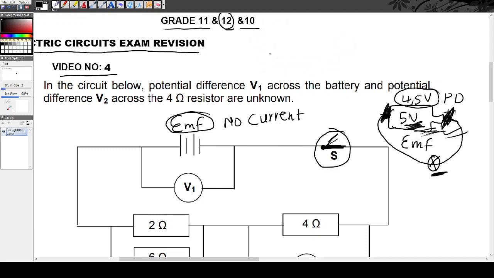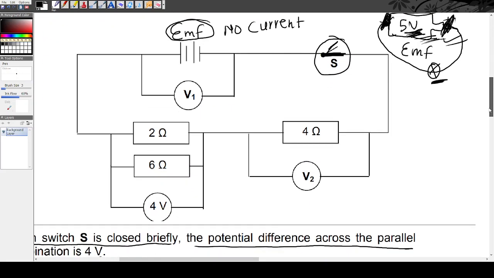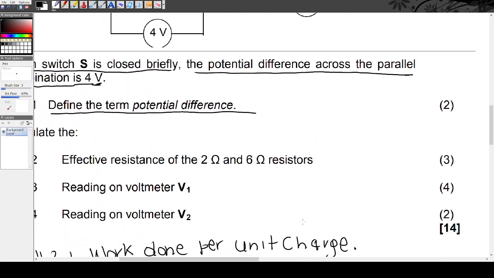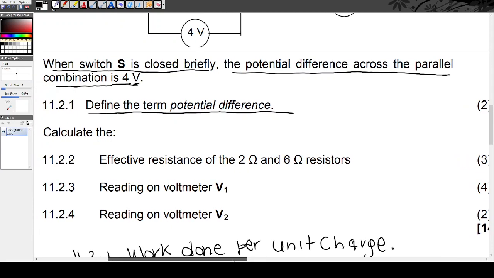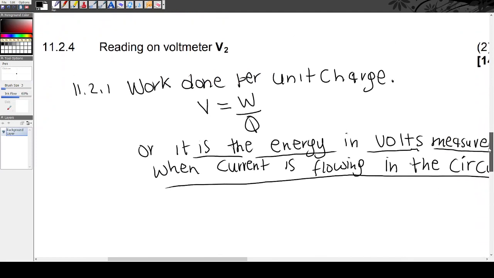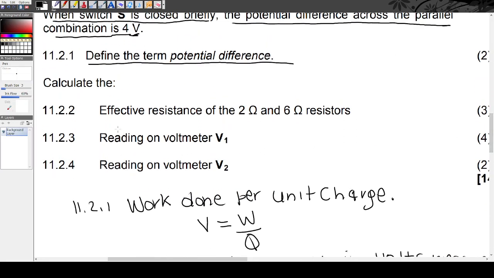Hope it makes sense. Hope I've tried to explain it. Okay, keep that in mind, it's very important. Let's try to answer 11.2.2. We are required to calculate the effective resistance of the 2 ohm and 6 ohm resistors. What is their effective resistance?